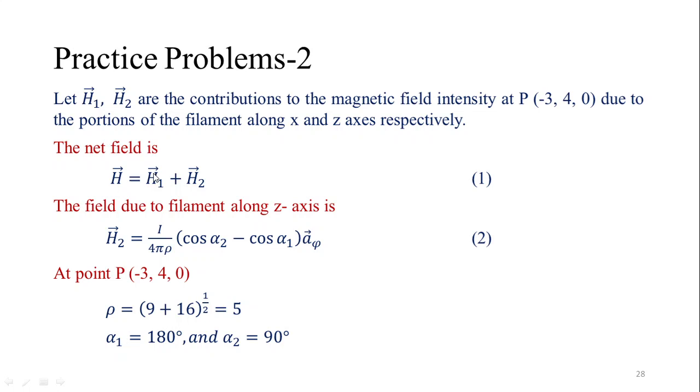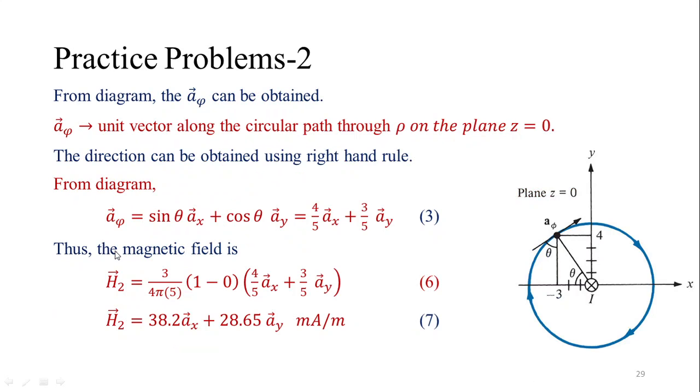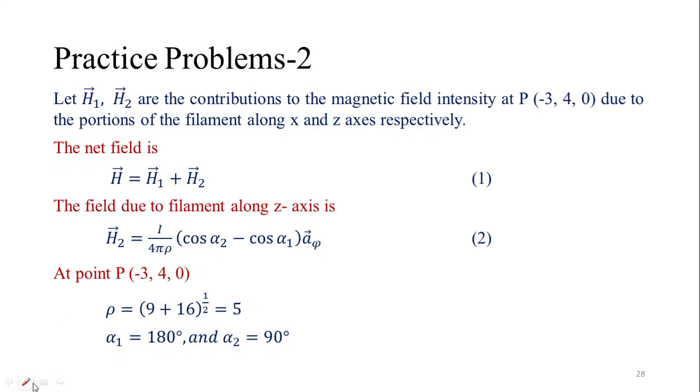Let the total field H be equal to H1 plus H2. H1 is due to the conductor along the x-axis, and H2 is due to the one along the z-axis. The field due to the conductor along the z-axis, H2, is I by 4 pi rho times cos alpha 2 minus cos alpha 1, A phi. At point P (-3, 4, 0), rho will be square root of 9 plus 16 plus 0, that is 5, and alpha 1 is 180, alpha 2 is 90.